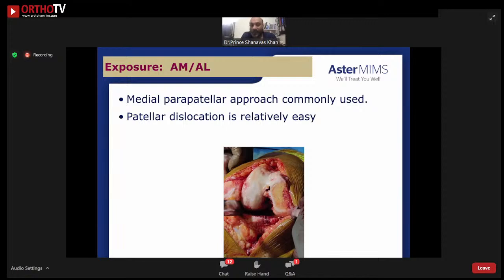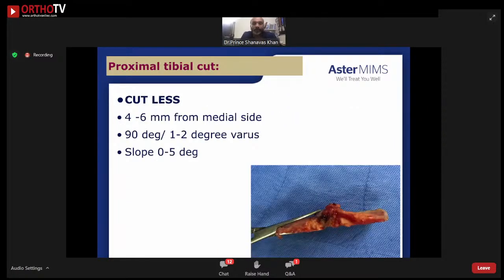Number two, when you do a lateral release along with the medial parapatellar approach, there is a high chance of devascularization of the patella and late patella fracture. The disadvantage with the lateral parapatellar approach is that you may need a tibial tubercle osteotomy for eversion of the patella. So coming to the cuts, I start with the proximal tibial cut, always cut less.